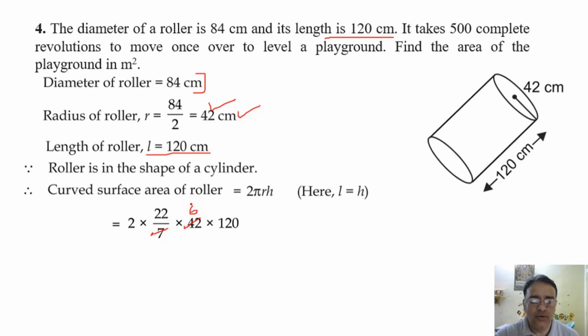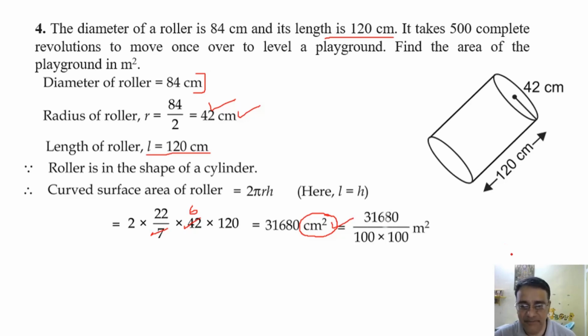Okay, so if we multiply fully, we are getting 31,680 centimeter square. Now I want to convert it into meter square. How? By dividing by 100 into 100. Why? Because 1 centimeter square is equal to 1 upon 100 into 100 meter square.